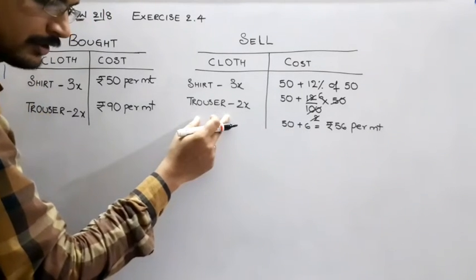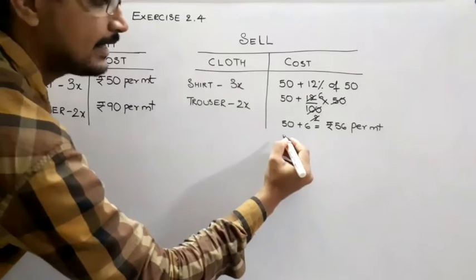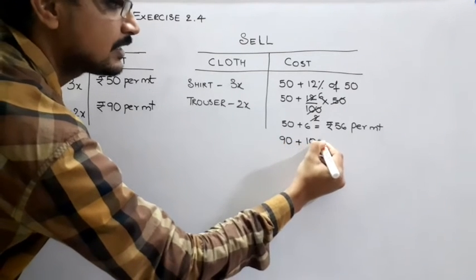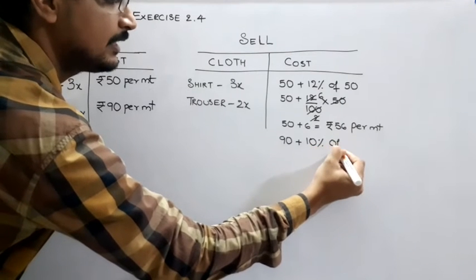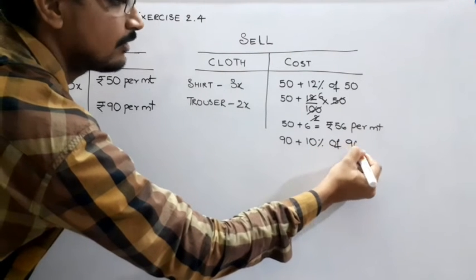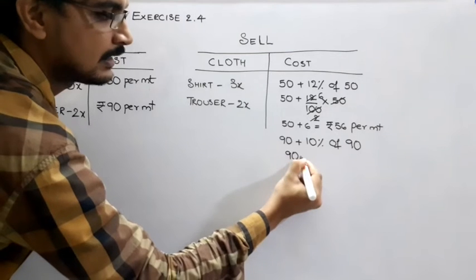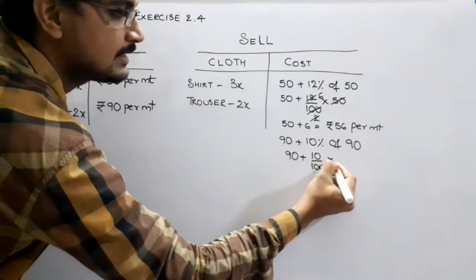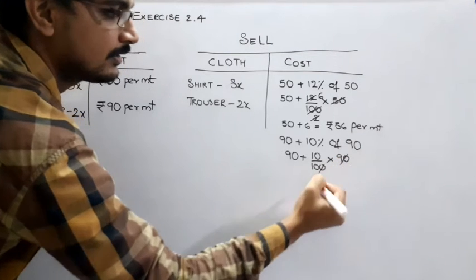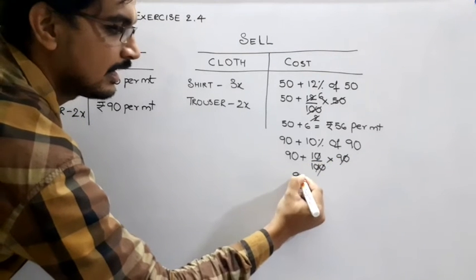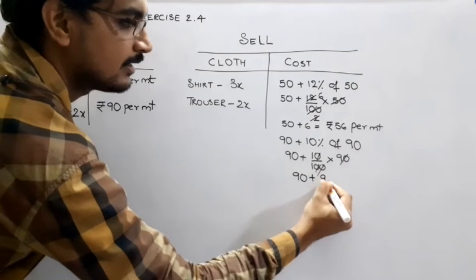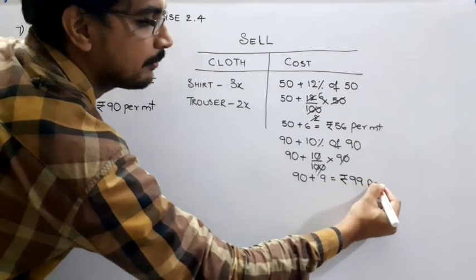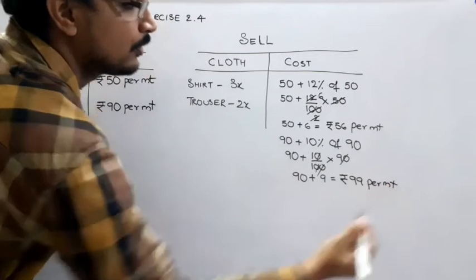Trouser, the cost is going to be 90 rupees. On it, 90 plus, he wants to incur 10% profit on this 90. So 10% of 90. So 90 plus 10% means 10 by 100, of means 90. Okay, 0, 0 gets cancelled. 90 plus 9 is equal to rupees 99 per meter. Hope you got the point.